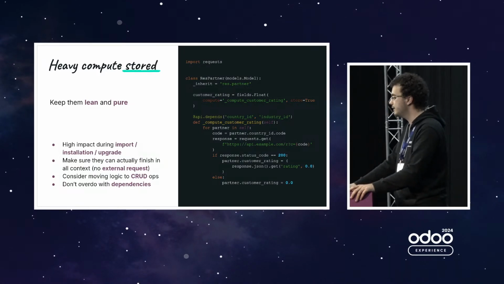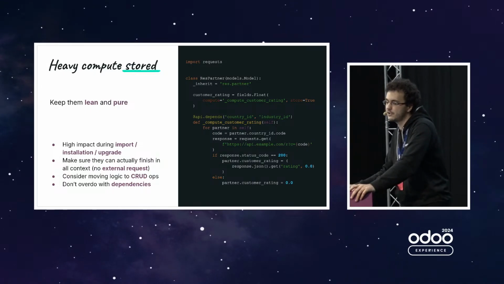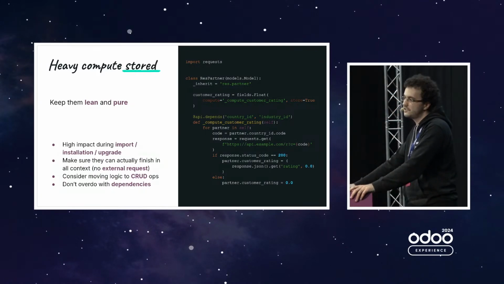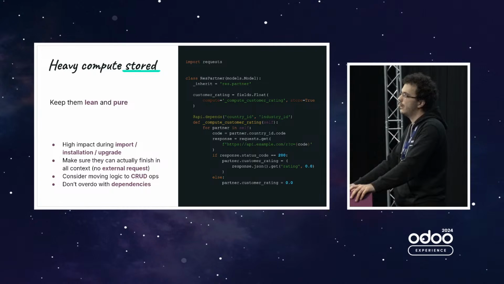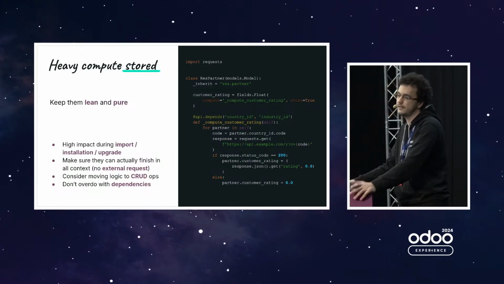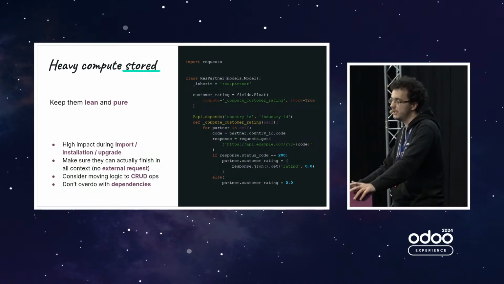But the idea is that in a compute stored field, every write has a cost on that dependency. If you change the dependency, you're going to have to recompute the compute field. This is an issue if you're doing enormous operations, like installing a module when you already have populated data, upgrading a module, and also at importing.